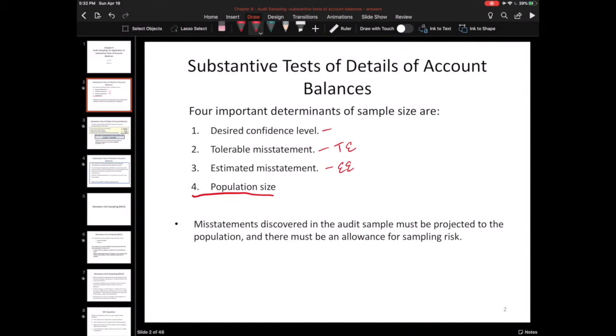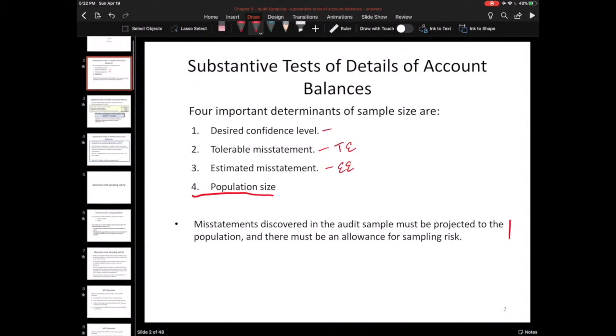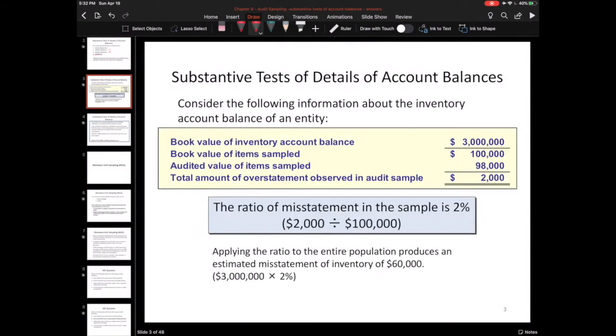And the idea behind sampling with substantive testing is that we want to come up with some kind of estimated misstatement in this sample, and then we're going to be projecting that across the population. But we still have to think about sampling risk. So there's this quick example at the beginning that basically has this idea of sampling a proportion of the population with substantive testing and then projecting that across the population.